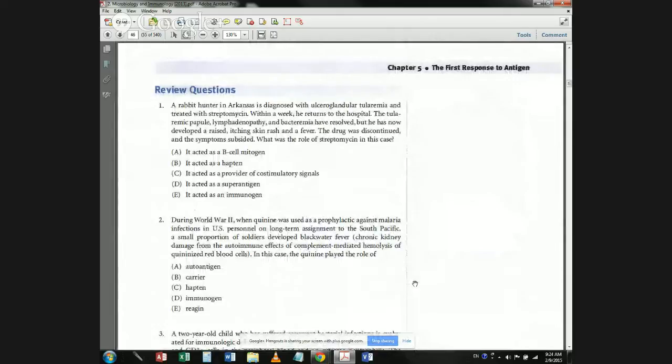A rabbit hunter in Arkansas is diagnosed with ulceroglandular tularemia and treated with streptomycin. Within a week, he returns to the hospital. The tularemic papule, lymphadenopathy, and bacteremia have resolved, but he has now developed a raised itching skin rash and fever. The drug was discontinued, and the symptoms subsided. What was the role of streptomycin in this case?